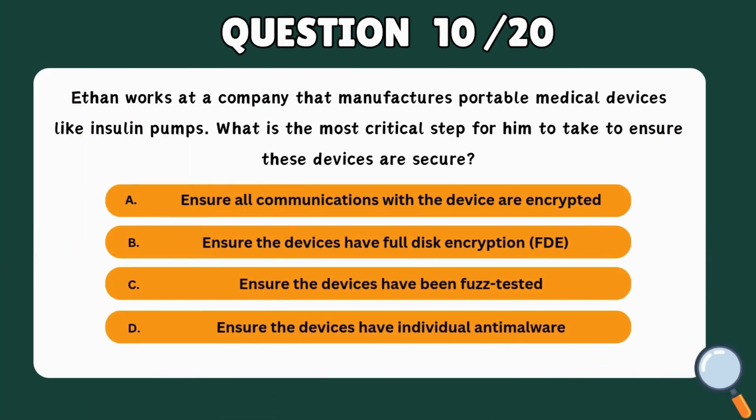Question 10. Ethan works at a company that manufactures portable medical devices like insulin pumps. What is the most critical step for him to take to ensure these devices are secure? A. Ensure all communications with the device are encrypted. B. Ensure the devices have full disk encryption, FDE. C. Ensure the devices have been fuzz tested. D. Ensure the devices have individual anti-malware.